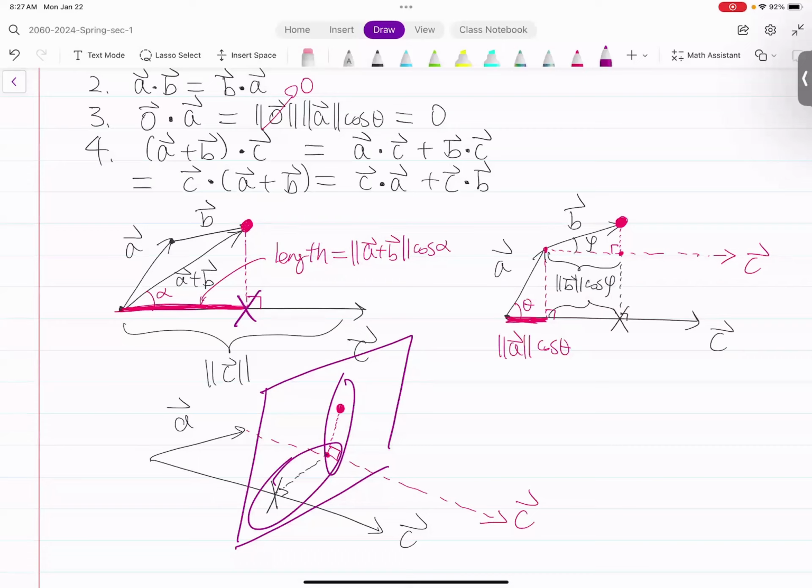Okay, so if we can imagine that this entire plane is perpendicular to the vector C in red and in black, then you know that this line segment connecting the red dot and the cross is also perpendicular to C. So that tells you that the black cross and the purple cross here are exactly the same point. Okay.